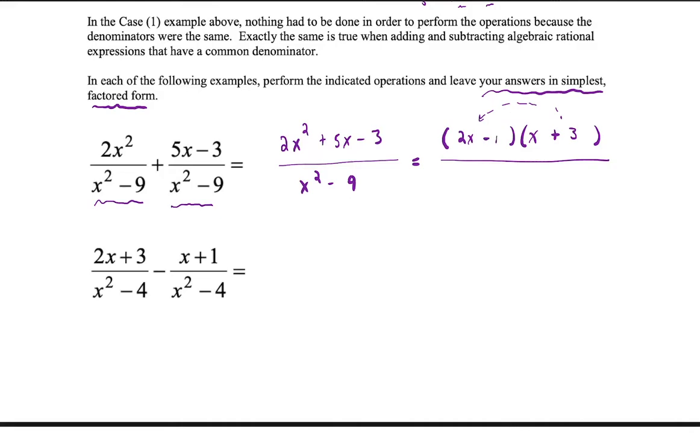So that is how you would factor 2x squared plus 5x minus 3, and x squared minus 9 is the difference of squares. So we would be able to divide those together to make 1. Our final answer here would be 2x minus 1 over x minus 3. So there's some factoring and simplifying that goes on here, but the important part was that these already had the same denominator.